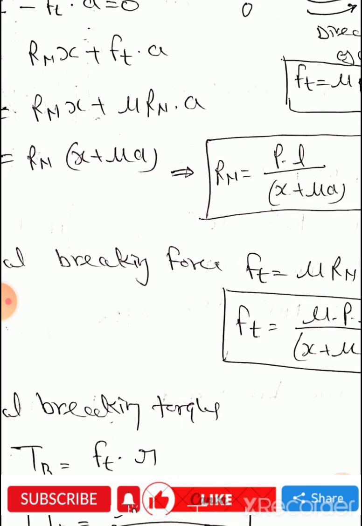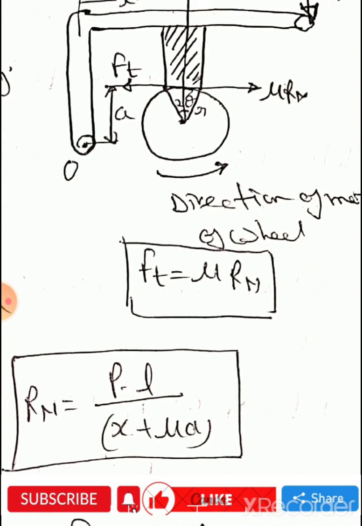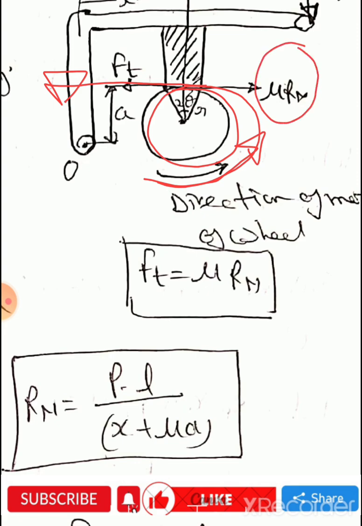So please see the figure. When the wheel rotates in anti-clockwise direction, Ft is on the left side because the wheel rotates in anti-clockwise direction, and the frictional force is opposite to Ft, and its value is mu Rn, acting rightwards. Ft is equal to mu Rn, and other conditions are similar to the previous case.